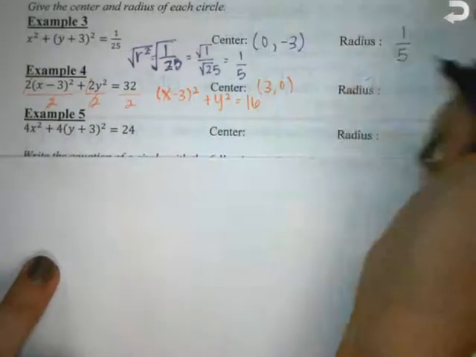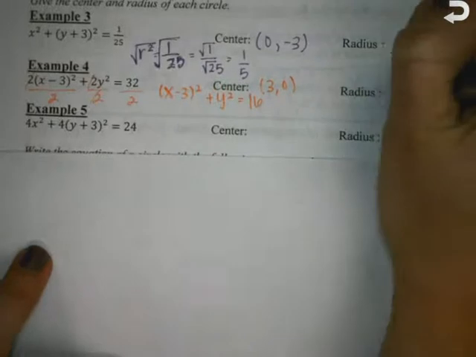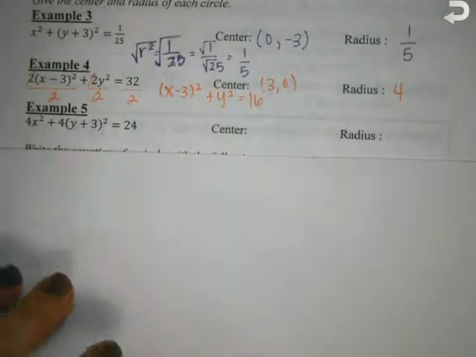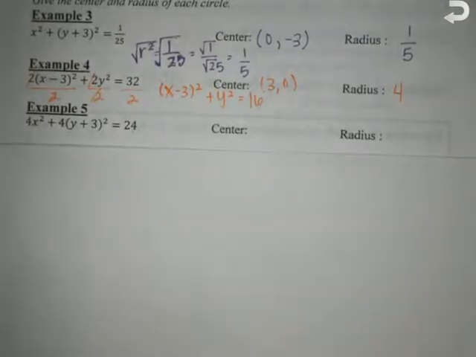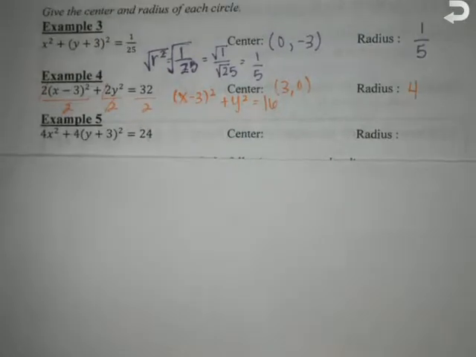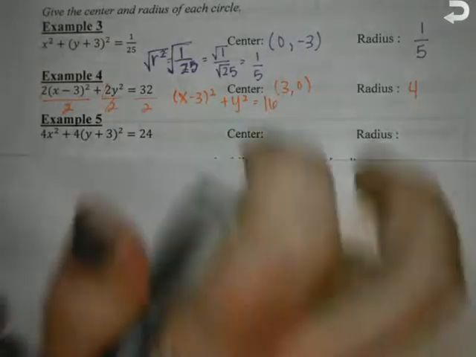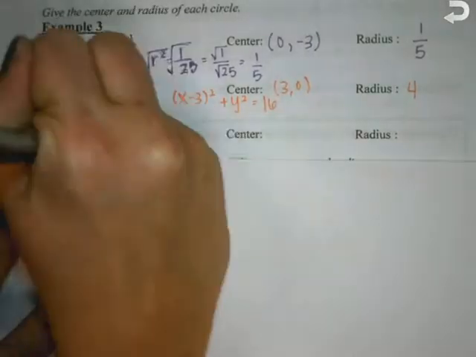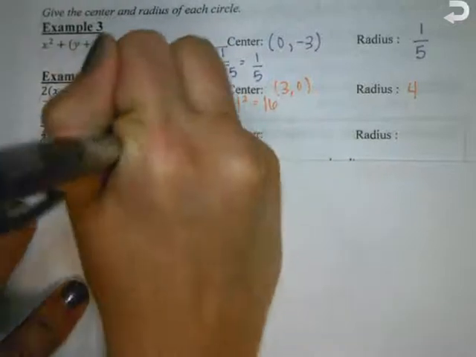Will you guys do example 5? I will give you a hint. After you divide, the radius is not going to be a perfect square, so you can just leave the radius as square root of something. Okay? So just simplify the square root. What did you all do first? Divide everything by 4. Good. So that's going to give me x squared plus y plus 3 squared equals 6.